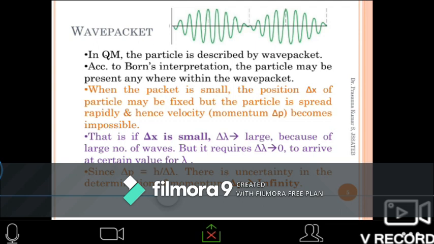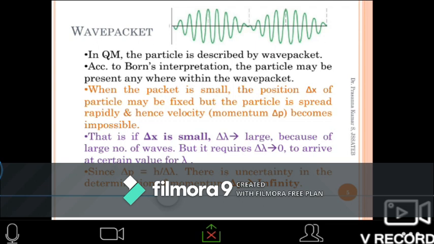So as h by d lambda tends to 0, the difference is smaller. Therefore, this h by d lambda, that is h by 0, mathematically speaking, becomes infinity. Therefore, delta p tends to infinity. When delta x is smaller, it means you are trying to find the particle at the center of the wave packet. As the wave packet gets smaller and smaller, you are more precisely finding the position of the particle because it's confined at the center.